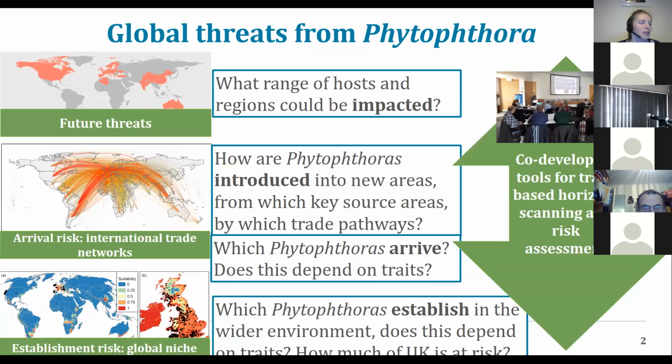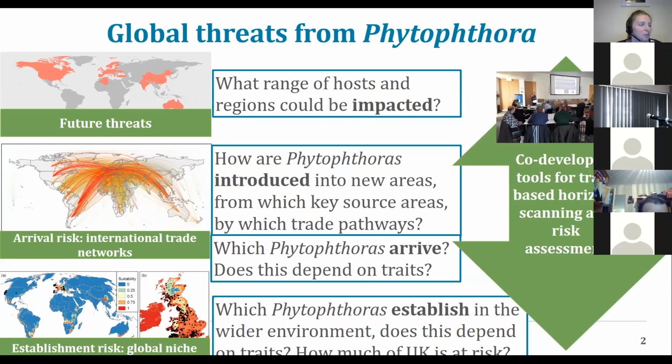But then we tried to explore different invasion stages in more detail by looking at bilateral trade flows among countries, and whether there might be interactions between individual traits and import volumes, which could help us to predict which pathogens were more likely to arrive along these pathways. We also used global niche models to try and identify the important environmental risk factors for Phytophthora species, so what would favour their establishment in new regions, and to see if this could help us to predict how much of a novel region is at risk.